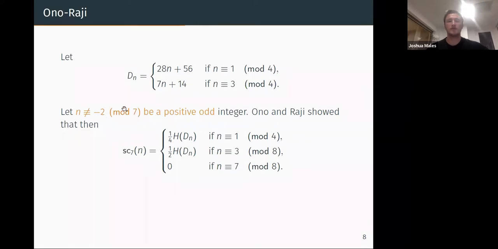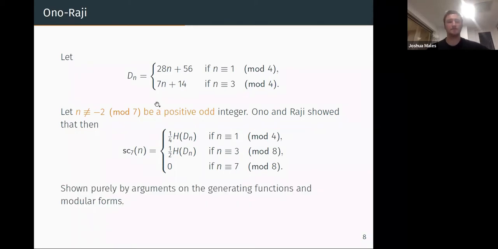Okay, but this is a strange restriction somehow, that n is not allowed to be 5 mod 7, so that's quite a chunk of n that we don't know anything about. And a bigger chunk is that these have to be odd. Okay, how did they prove this? They only proved this using the modular generating function type arguments. So there's a bit of a gap left.